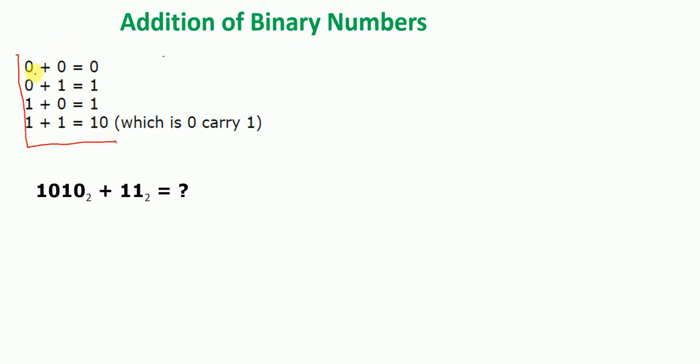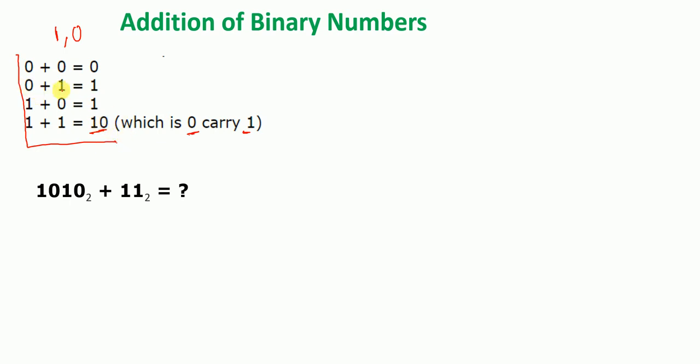In binary numbers we only have two digits, 1 and 0. So 0 plus 0 is 0, 0 plus 1 is 1, and 1 plus 0 is 1, whereas 1 plus 1 is 10. This 10 means 0 is written and 1 is carried over. So this is the rule for addition of binary numbers.